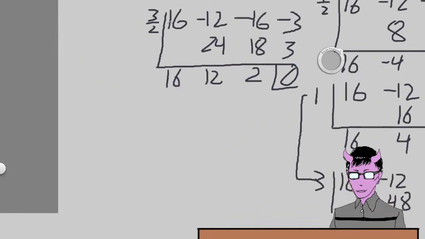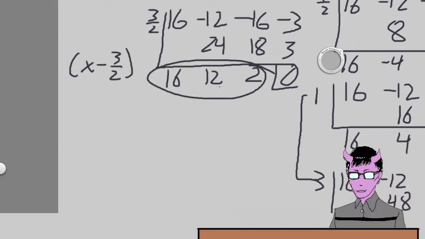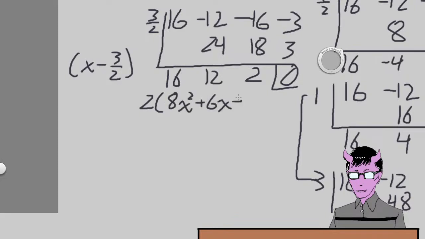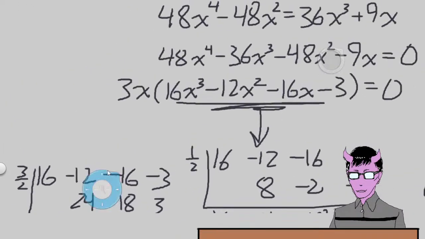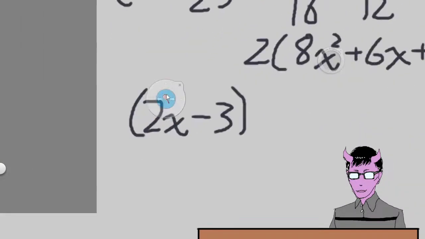So that's a 0 since it produced a remainder 0, which means a factor is x minus 3. Now we take halves. These are divisible by 2. So we have an 8x squared, we have a 6x, and then we have a 1 right there. Let's transfer this one to that one, so thereby getting 2x minus 3. Don't forget the original 3x on the outside. That's very easy to forget about.